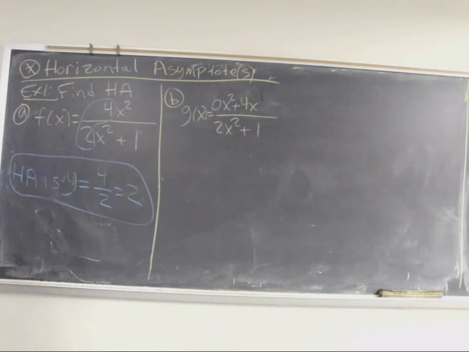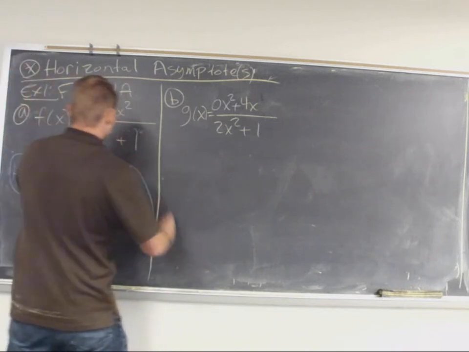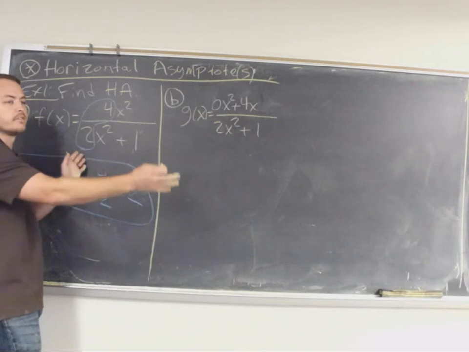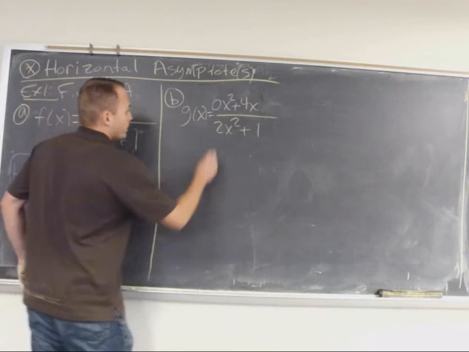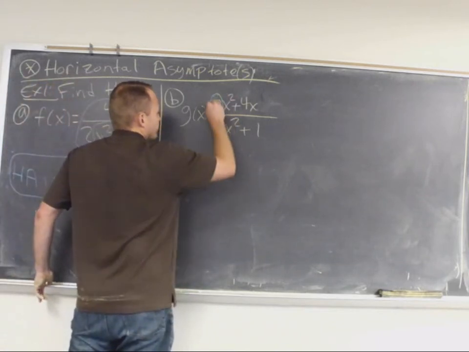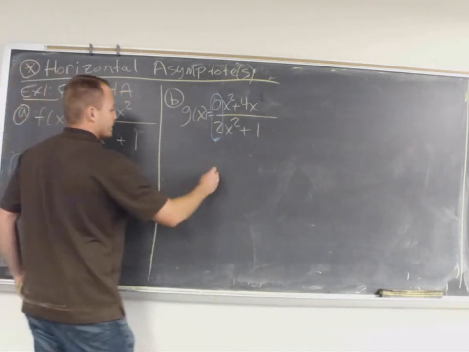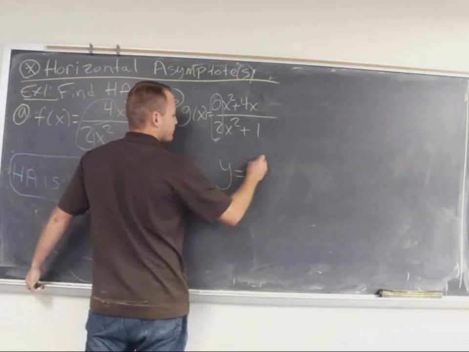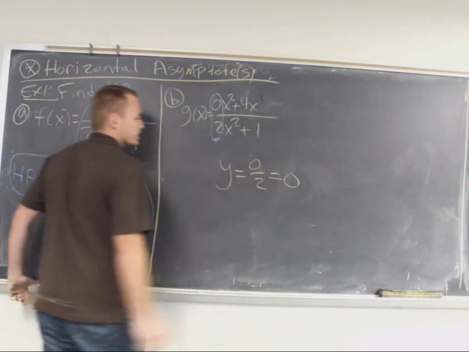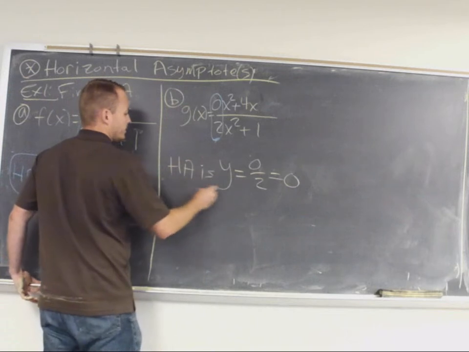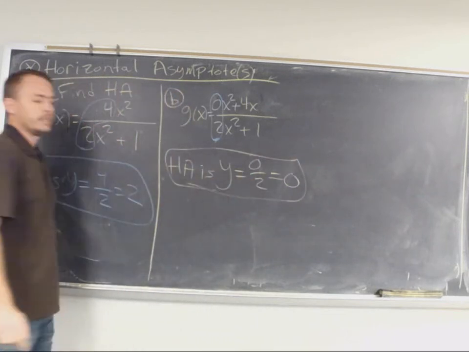0x squared plus 4x. So now I've made the degree of the top and the degree of the bottom the same. Once they're the same, the process just repeats from part A. I take the coefficients, I say y is equal to that, and I divide them. My coefficients of the x squared terms are 0 divided by 2. So y is equal to 0 divided by 2, which is 0. So that's my HA. The horizontal asymptote is y equals 0.